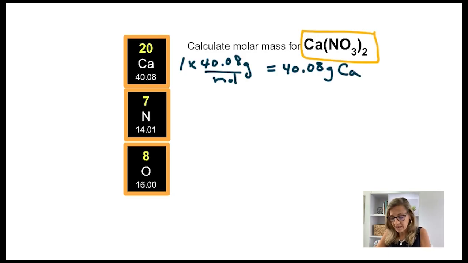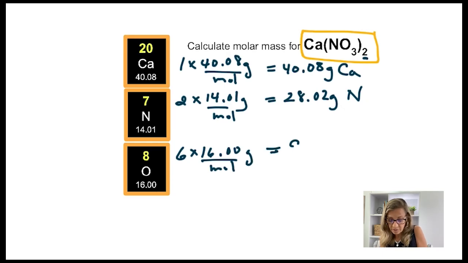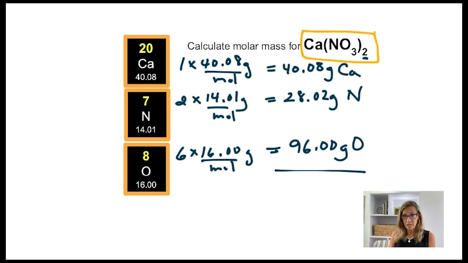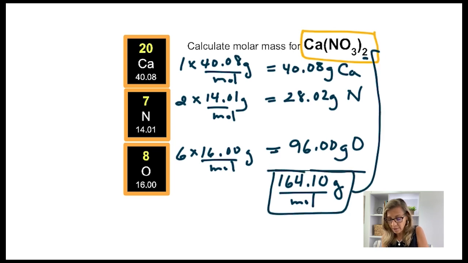So 40.08 grams of this is calcium. And then the nitrogens, I have a 2 out here outside the coefficient of my nitrate. So 2 times 1 is 2 nitrogen times 14.01 grams per mole. So that's 28.02 grams of nitrogen. And then the oxygens, there are 2 times 3 or 6 of them, and each one is 16 grams per mole. So the oxygen is going to contribute 96 grams, okay? So there are the masses of each of the elements in this compound. We're going to add these up, and we get 164.10 grams per mole. This is the molar mass for our compound.